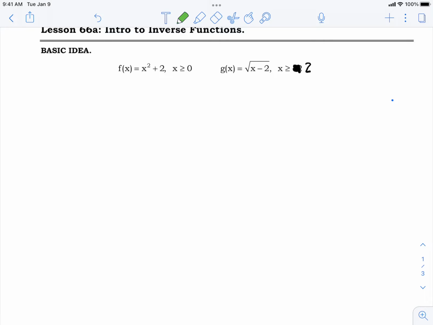And of course you could say the same thing. You say what g does, f does the opposite. What am I going to do at the input? I'm going to subtract 2 and then square root. Well, yeah, I'm going to square it and add 2. So it's like one takes back what the other one just did.